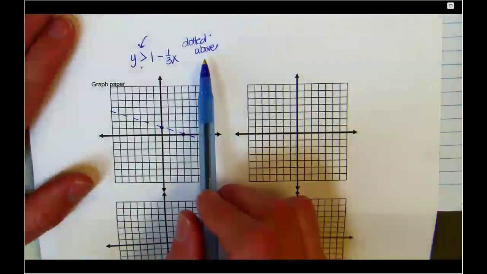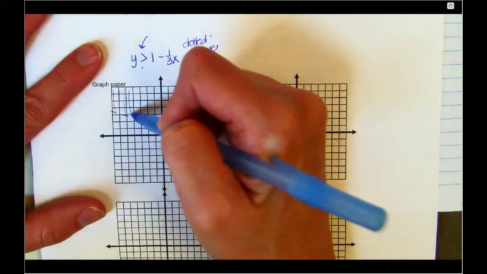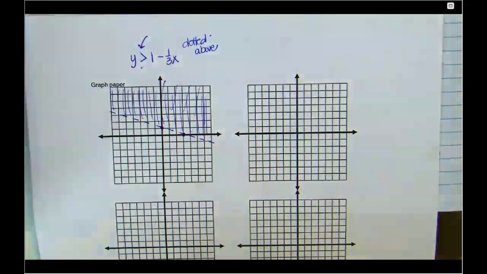Now, we're going to shade him. This is greater than. We already figured it out. We're shading him above the line. So his answer is this shaded area. And that's it. You don't have to do anything else.